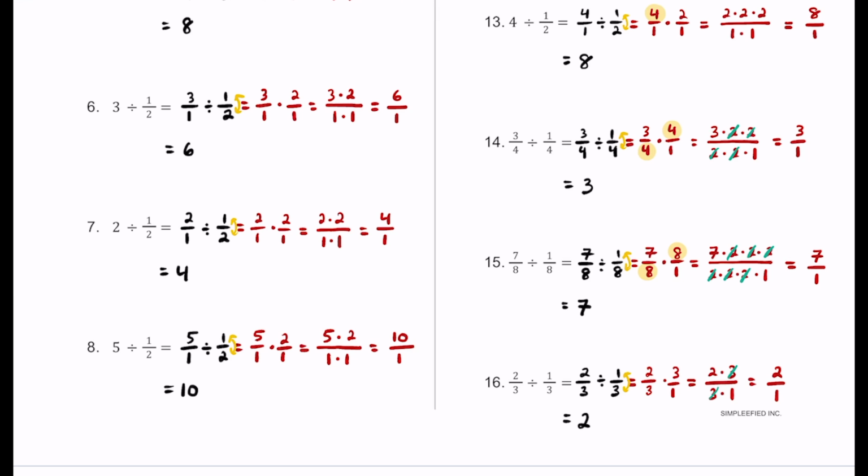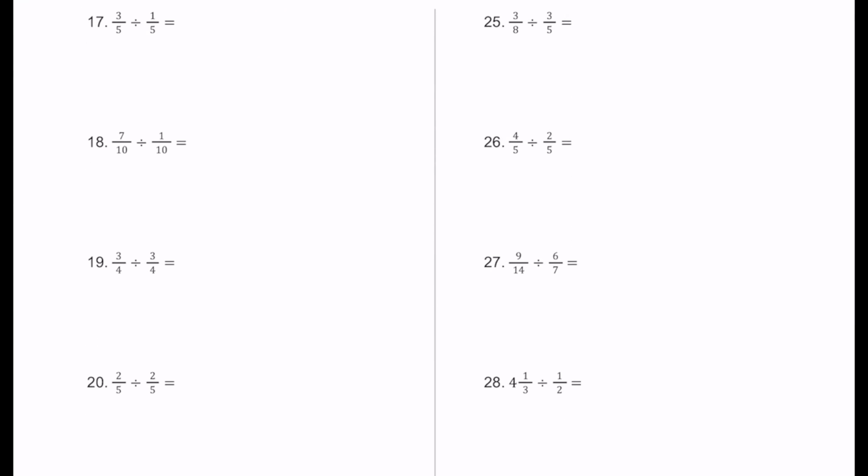Cool, so that's the first 16 problems. Let's check out number 17. So for 17, we have 3/5 divided by 1/5, and so right away, let's write 3/5 divided by 1/5, and as a multiplication problem, this is going to be 3/5 multiplied by 5 over 1. Okay, and so as one whole fraction, we're going to write this as 3 times 5 on top, and then 5 times 1 on bottom. These 5's can cancel out with each other, and we're going to be left with 3 over 1. And 3 over 1 is just 3. So that would be our answer here.